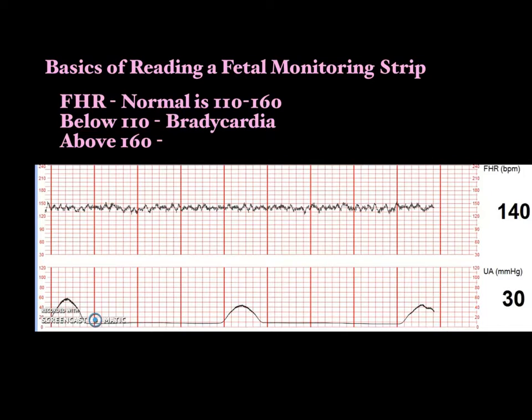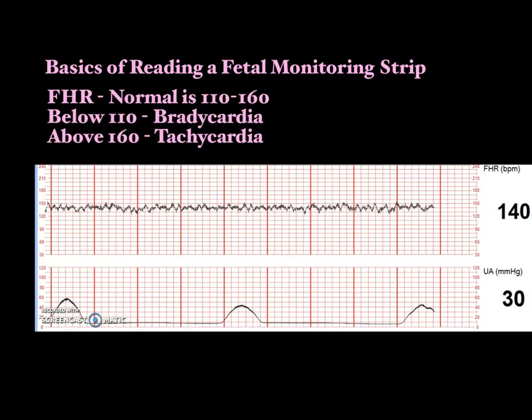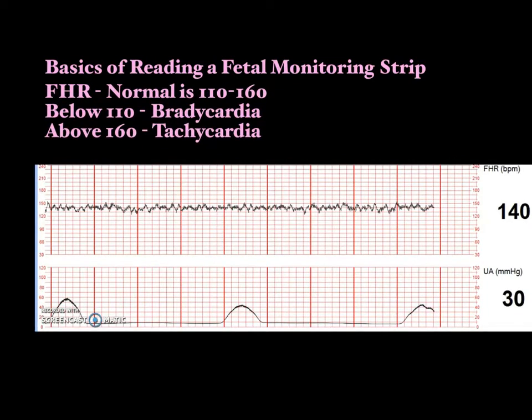Now that's the baseline. We have periodic changes like accelerations and decelerations that will sometimes bring the rate above or below those numbers. But it's the baseline that we're talking about here. If the baseline is between 110 and 160, even if you have accels that go up to 180 or you have decels that go down to 90, you are still in a normal baseline range. Okay. Next, we look at variability.